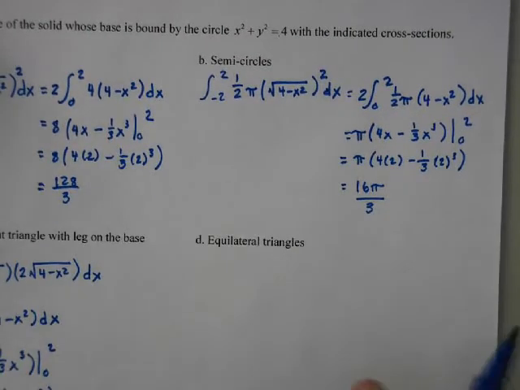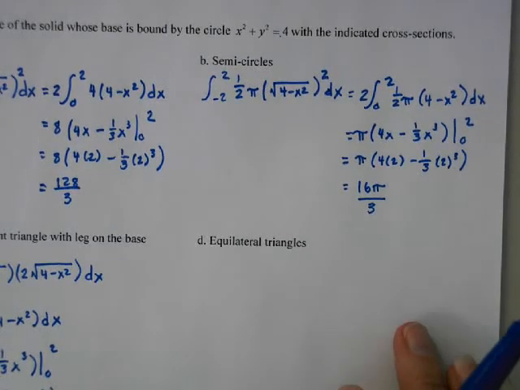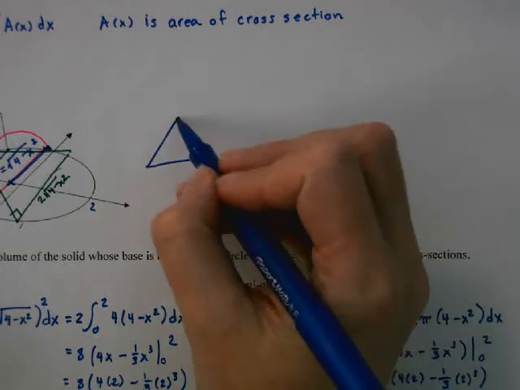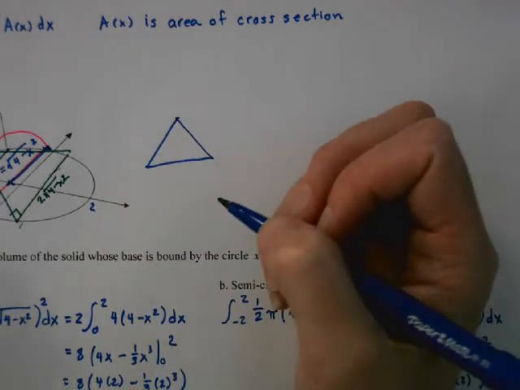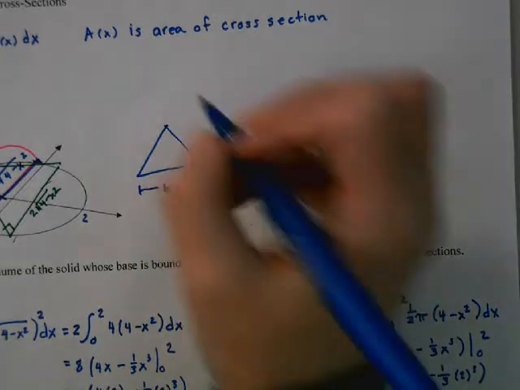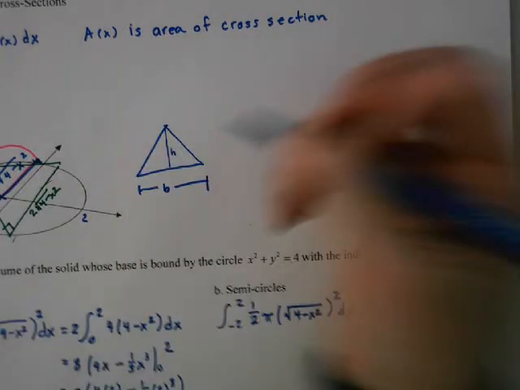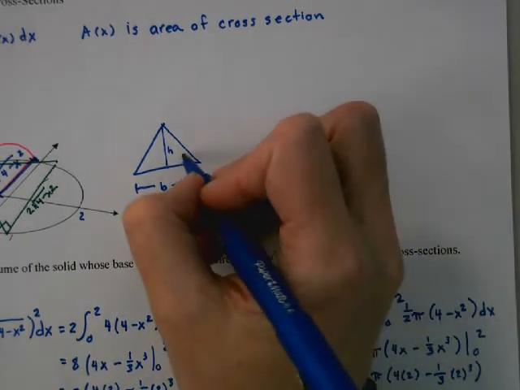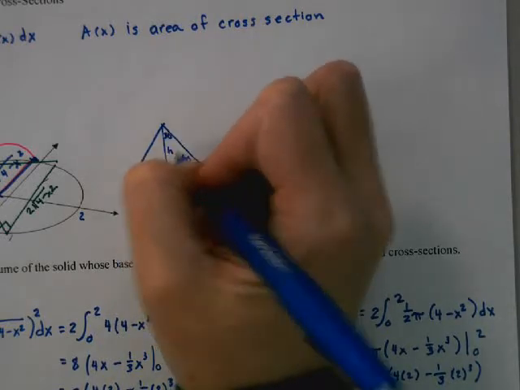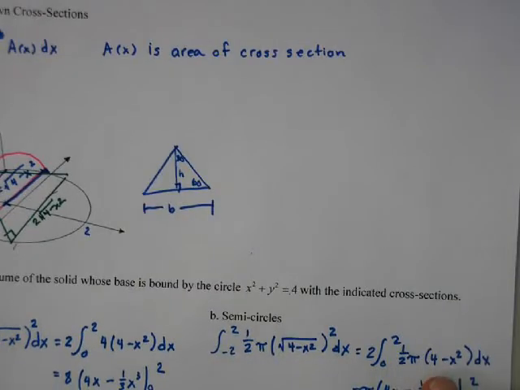Okay, last is equilateral triangles. And before I do that, I just want to come up with the formula for the area of an equilateral triangle, because that is one that comes up. So if I have an equilateral triangle, all of the sides are the same. So I'm going to say this is the base, and then this is our height. Well, if it's equilateral, that means that's 60, that's 30, which makes this a 30, 60, 90 triangle.